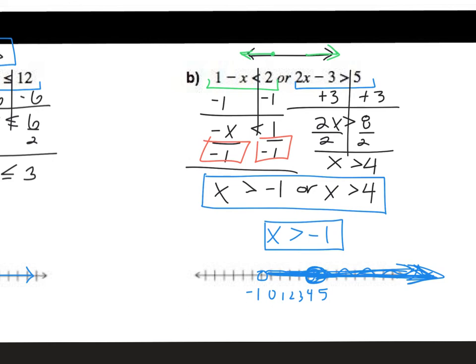Now keeping in mind these last two are challenge problems, so this would never be the level of problem you'd be required to solve on a unit test, but it's always good to challenge ourselves as we look at some of these problems. Great work, guys.